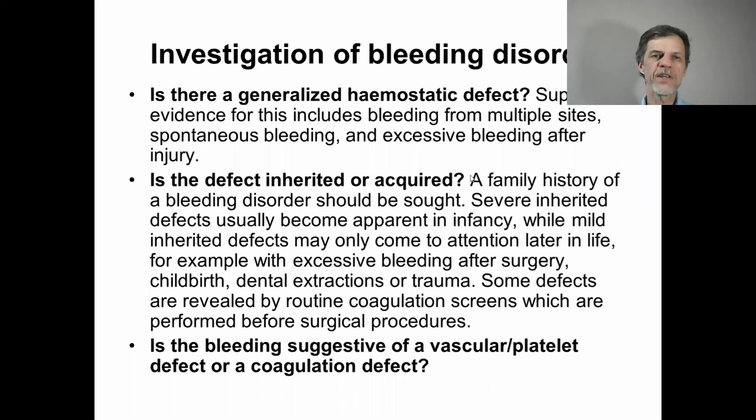Then, is this defect inherited or acquired? Because some bleeding disorders are inherited, and some are acquired. Now, family history of bleeding disorder should be sought. Severe inherited defects usually become apparent in infancy, while mild inherited defects may only come to attention late in life. For example, with excessive bleeding after surgery, childbirth, dental extraction, or trauma. Some defects are revealed by routine coagulation screening tests, which are performed before surgical procedures.